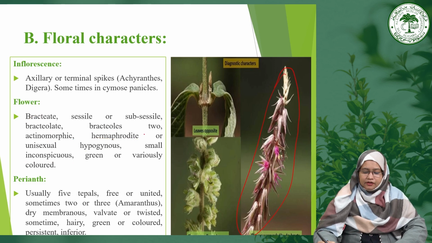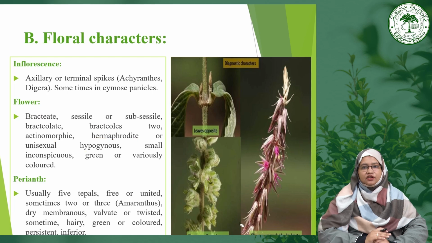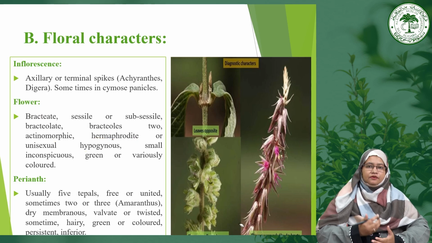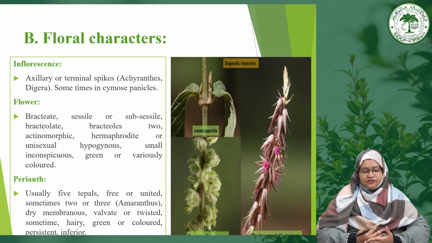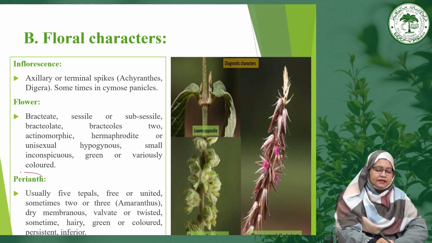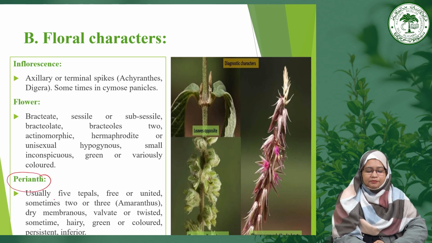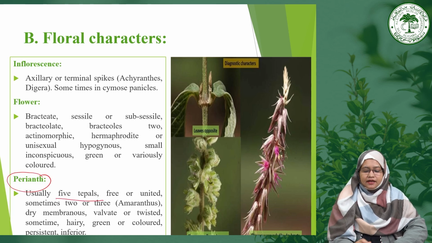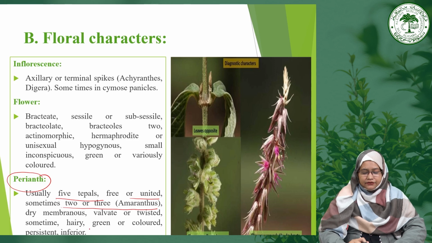So, as I have told you, this particular family belongs to the monochlamydeae. So, they don't have a calyx-corolla distinction. That's why they are termed as the perianth. And usually, the perianth has 5 tepals. They may be free or united, and sometimes 2 or 3, as in the case of Amaranthus. They are dry and membranous.